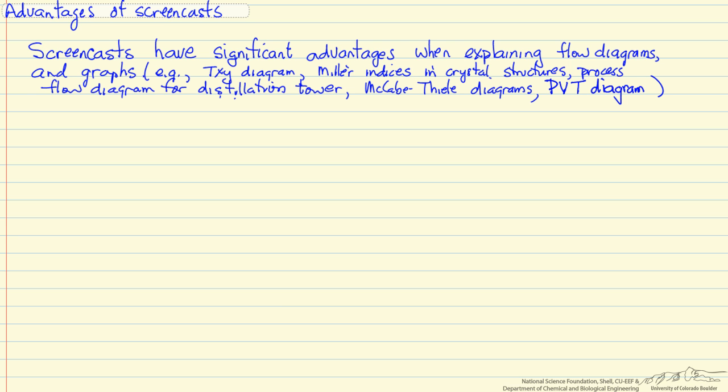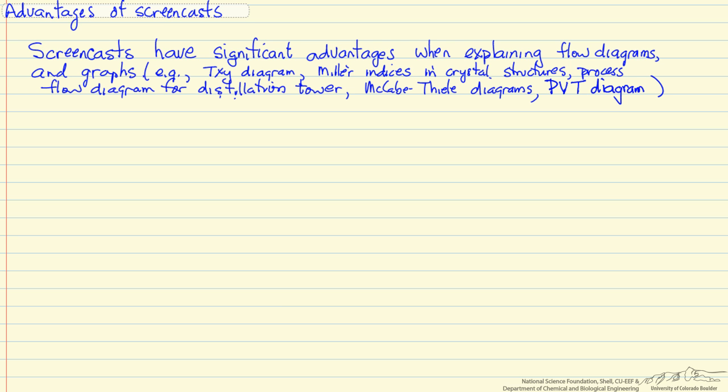Screencasts have a number of advantages over other methods for delivering information and for learning. One of the significant advantages that we have observed is when we have diagrams that we need to introduce and explain. From chemical engineering, examples include a TXY diagram, explaining Miller indice planes in a crystal structure, a process flow diagram for a distillation tower, the McCabe-Thiele diagrams to analyze the concentrations in the distillation tower, or a pressure, volume, temperature diagram, and we can make a long list here.